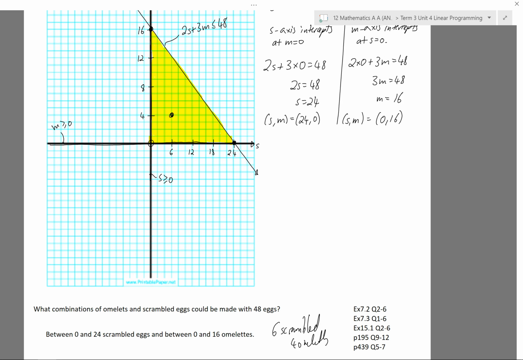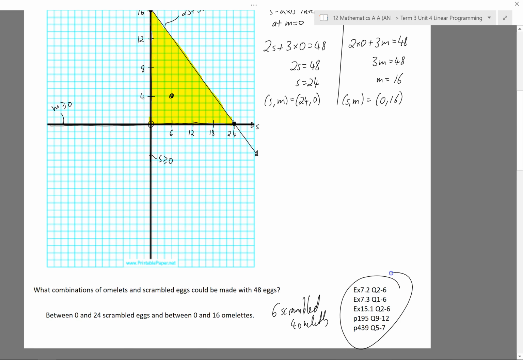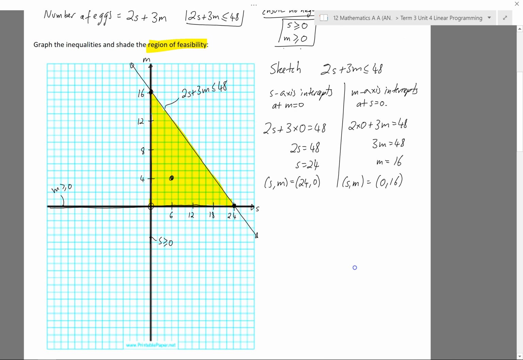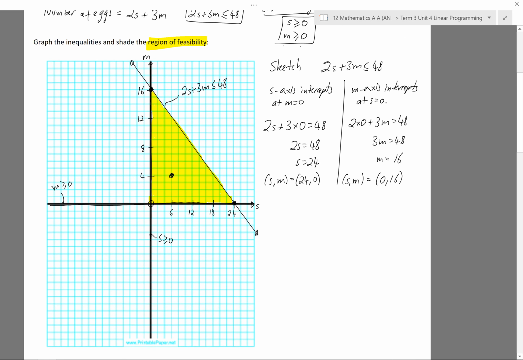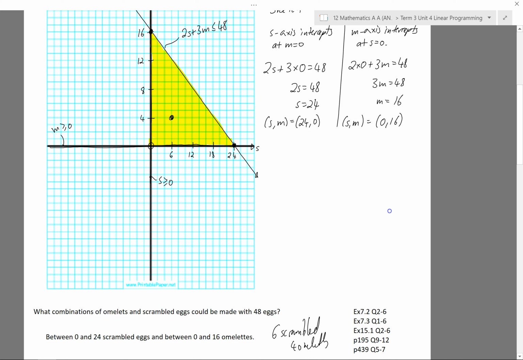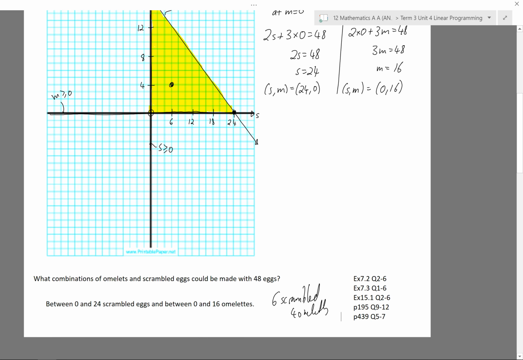I could go around every single point that I can find in that feasible region and say, yep, I can make that combination. Here's a whole heap of similar questions for you to have a practice at. It's really important that we can draw these regions of feasibility without any dramas before we go on to the next lesson, which is objective functions.